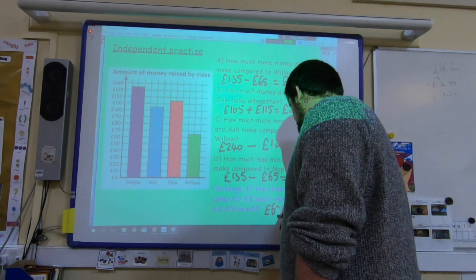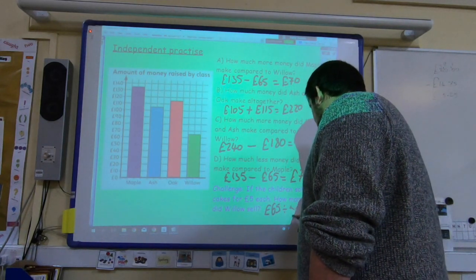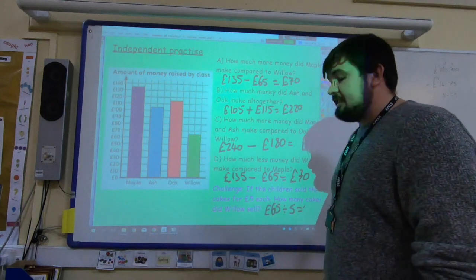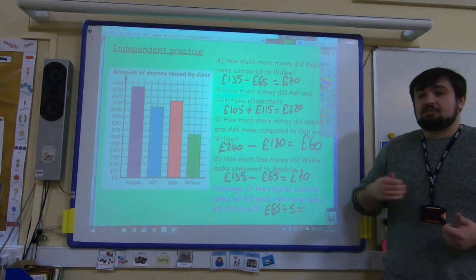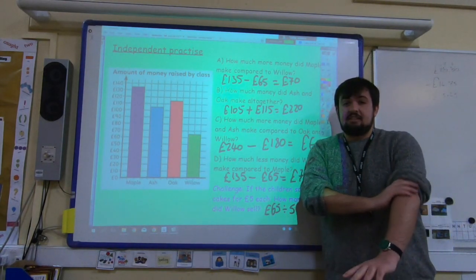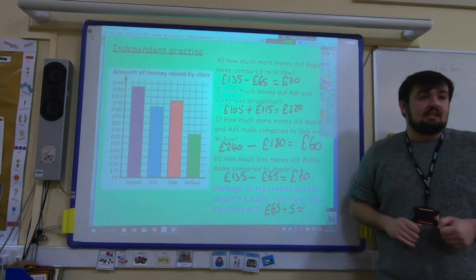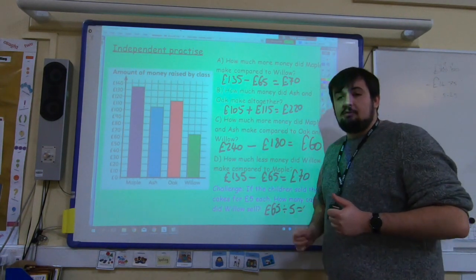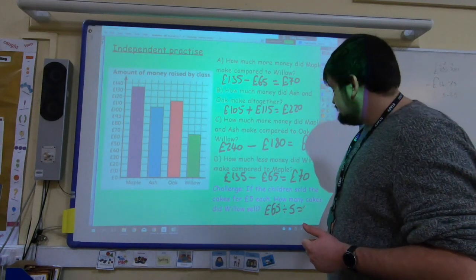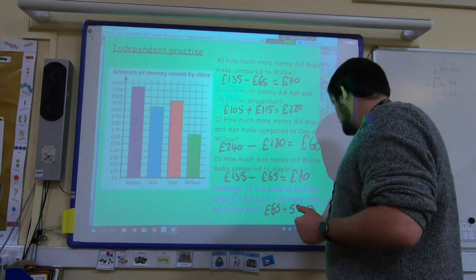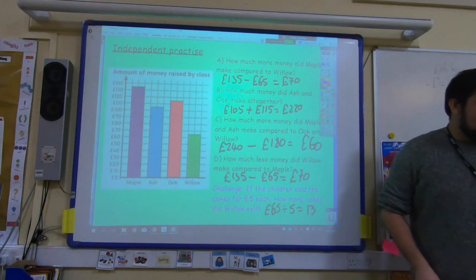I've got an easier way if you know your 5 times tables. What we could also do is count up in our 5s until we get to 65 and then we know the answer. What is my answer if I count up in 5s, Freya? 13. Yeah, we know that she sold 13 cakes.